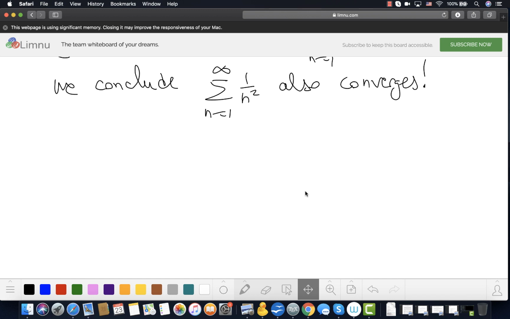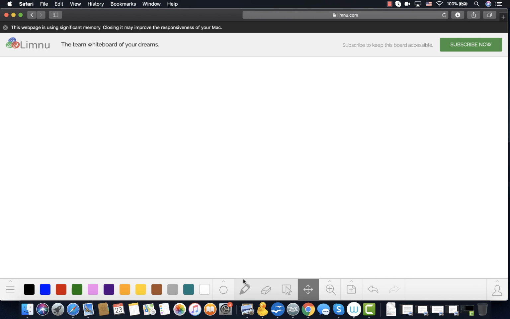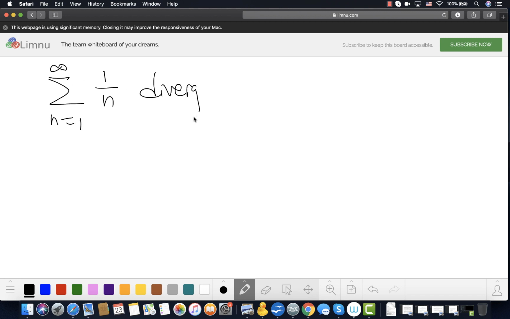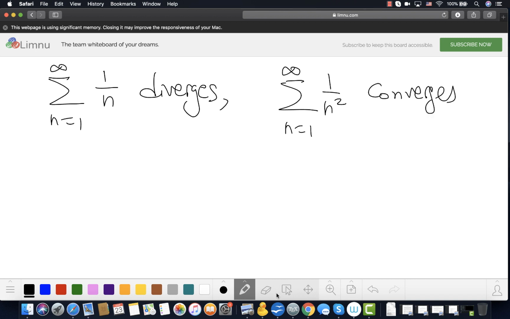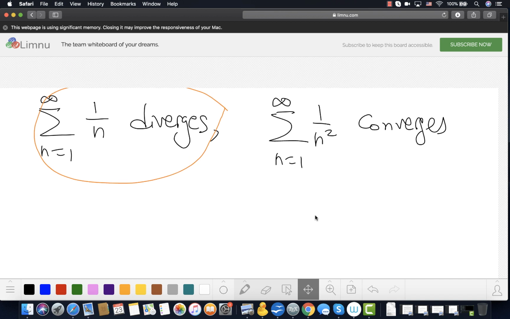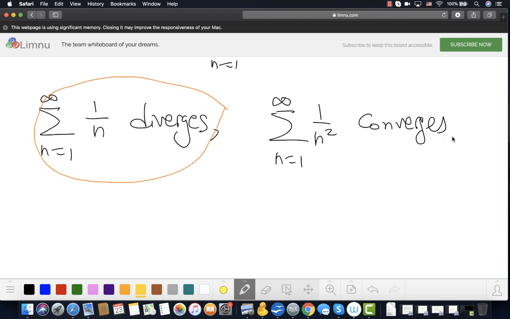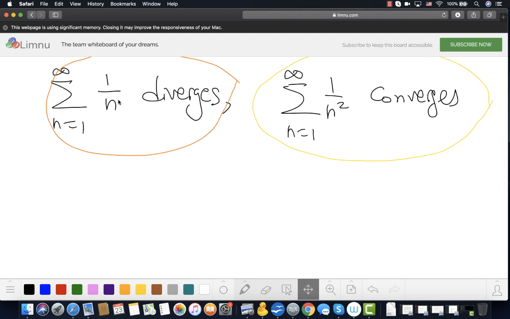That's good. So far we've only seen two things about series of this type. We've shown that the harmonic series diverges, and we've seen that the series 1 over n squared, as n goes from 1 to infinity, converges. These are two separate results that we have proved in this lecture. So that's one result, and that's another result.